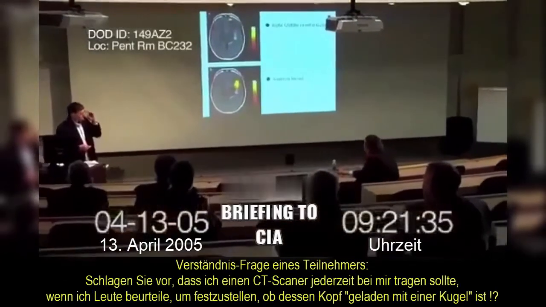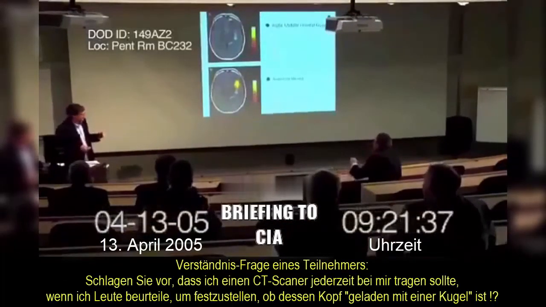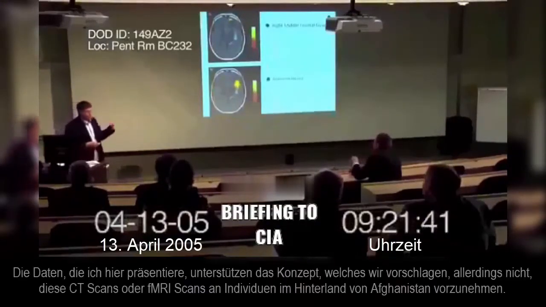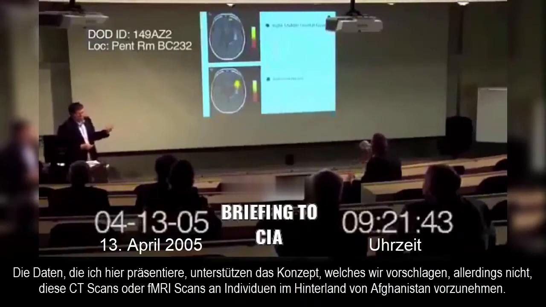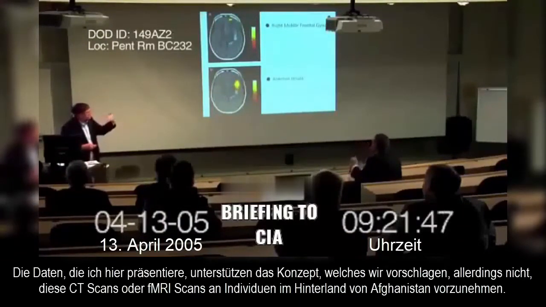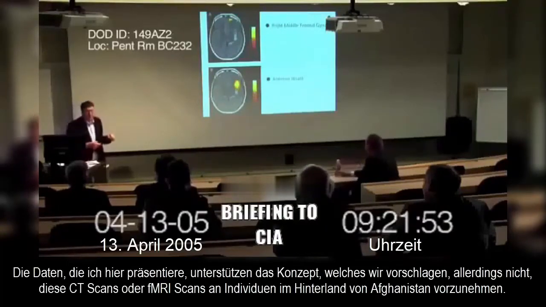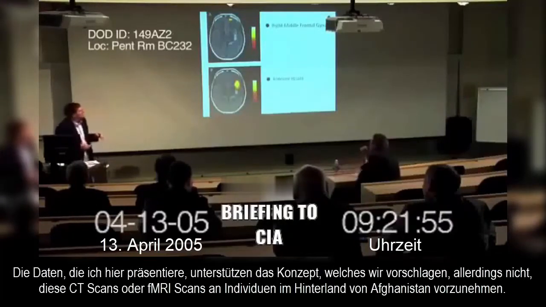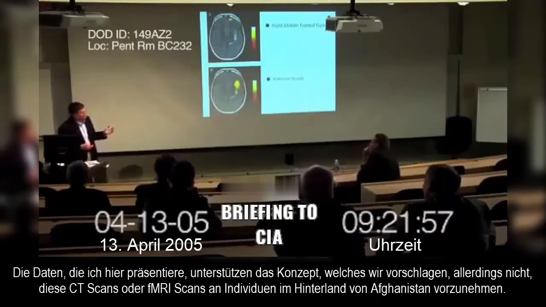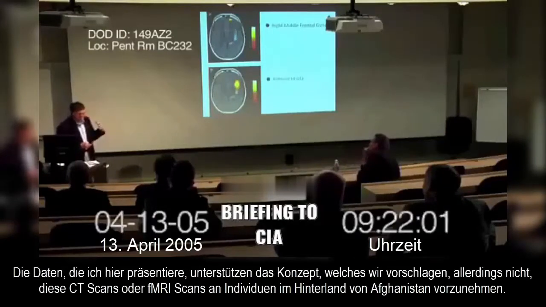So you're suggesting I take a CT scan with me when I'm evaluating people to determine whether I put a bullet in their head? So the data that I'm presenting here supports the concept that we're proposing, and I think that we would not propose to do CT scans or fMRIs on individuals out in the hinterlands of Afghanistan.